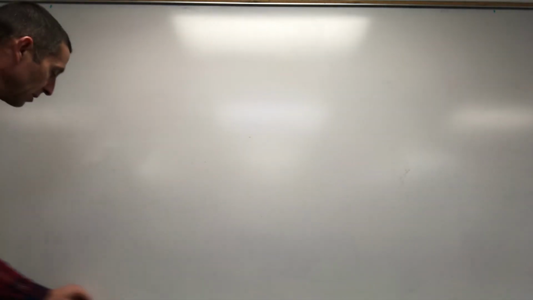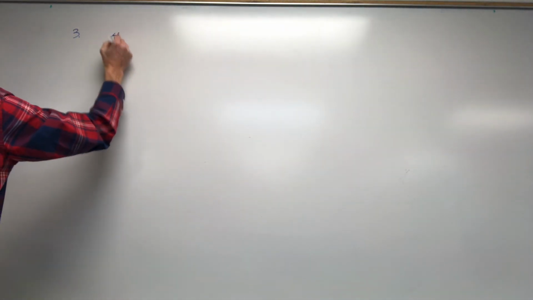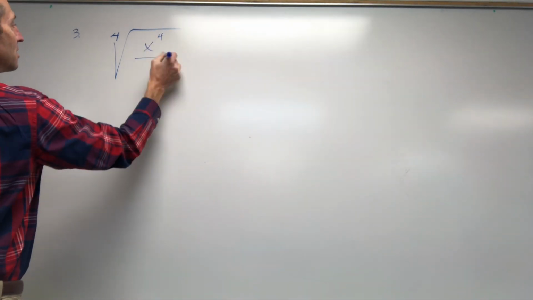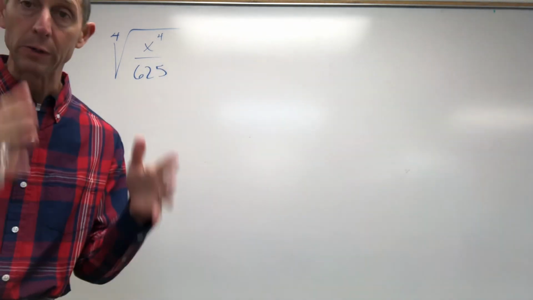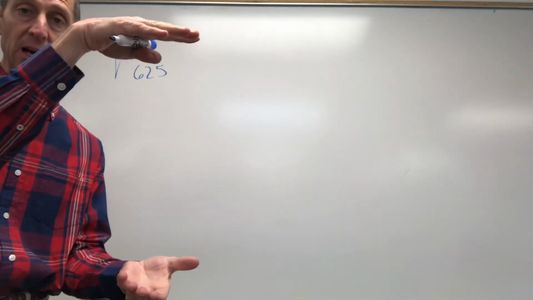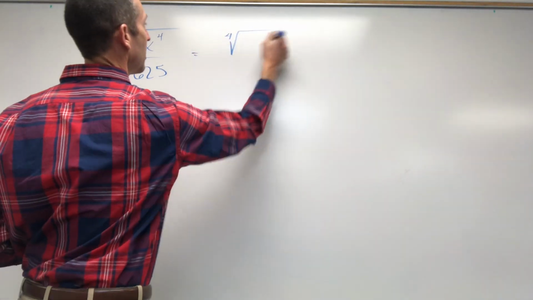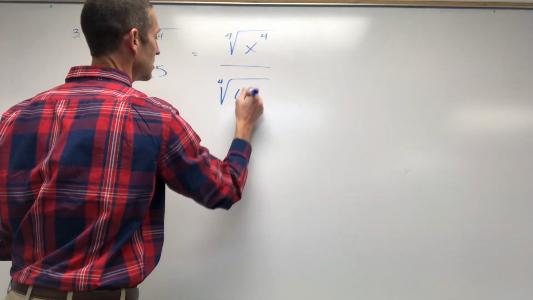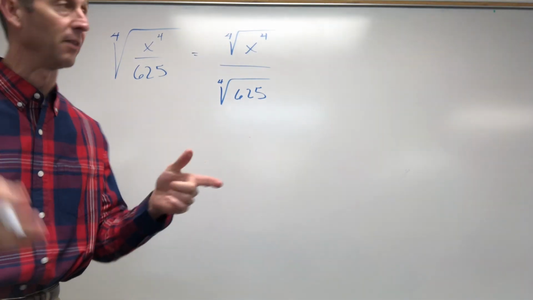All right, third one. Let's jump it up to a fourth root. And let's use a variable this time. x to the fourth, how about 625? Okay, we're going to stick with the same plan where we run the split. So instead of a giant fourth root, we're going to split it into smaller problems. And then once you split it, this is going to be great. You're going to love this.